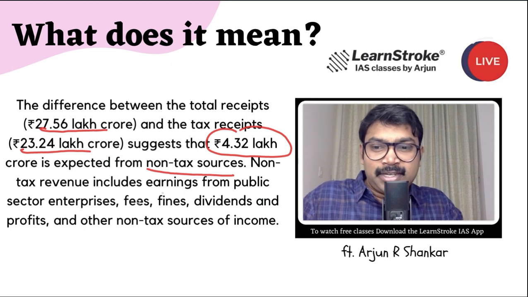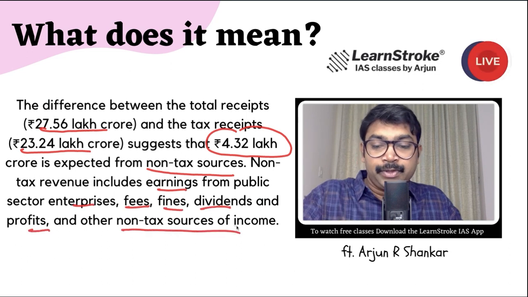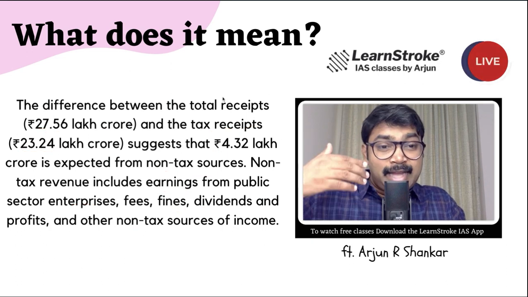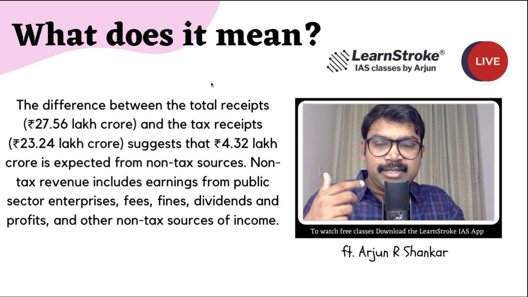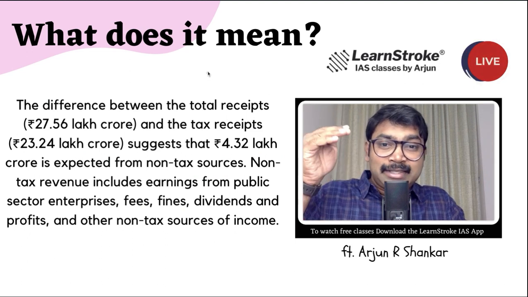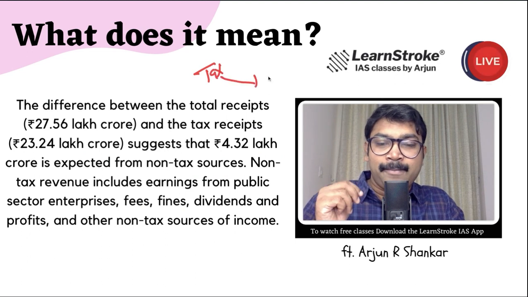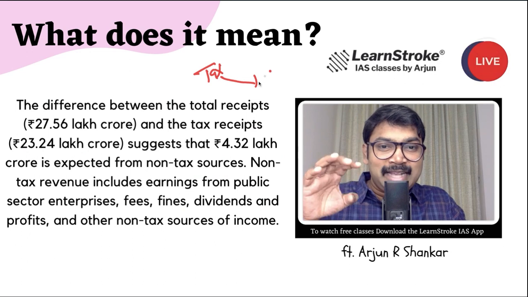So what is the non-tax receipts? It is earnings from public sector enterprises, fees, fines, dividends, profits, and other non-tax sources of income. So this is one thing. We can understand that the tax revenue, this is just the budget estimate. According to the estimate also, just imagine how much tax revenue we are supposed to get in, and it is almost 23 lakh crores.